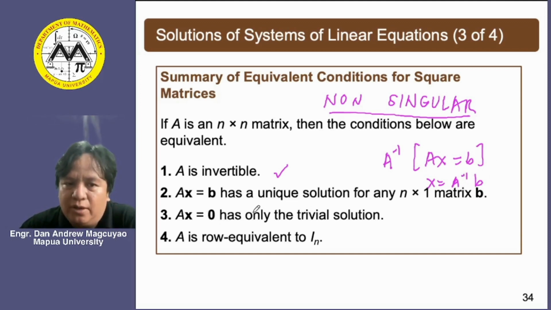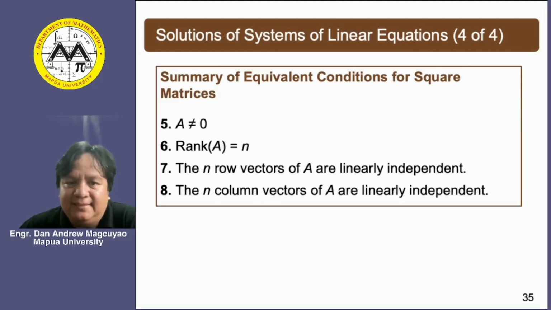Now, Ax equals 0 has only the trivial solution, because upon applying A inverse to both sides of the equation, A inverse times the zero vector is a zero vector. So the only solution is the trivial solution. A is row equivalent to the identity matrix of size n. The determinant of A is not equal to 0. The rank of A is equal to n. The number of vectors that form a basis for A is equal to the number of vectors present, so it is a complete basis. The n rows of A are linearly independent and the n columns of A are linearly independent.